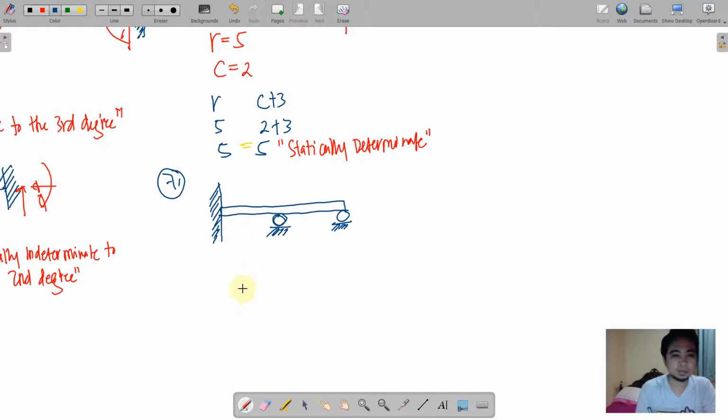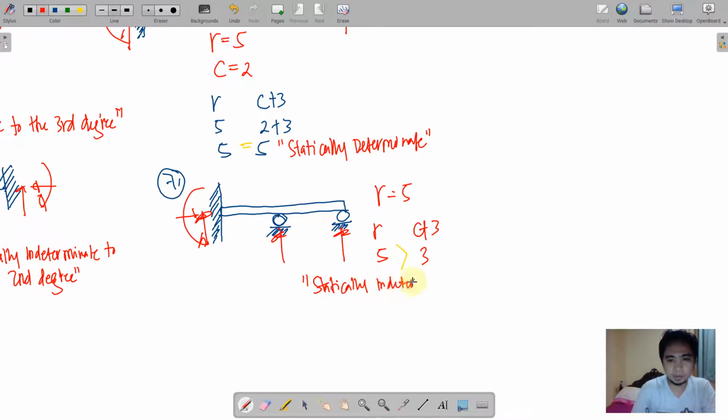Okay, so the same procedure. Obviously R here is 3 plus 2, that is 5. Now R will be compared to C plus 3. R here is 5. We have no value for C, therefore 5 is greater than 3. So therefore this is statically indeterminate to the second degree.